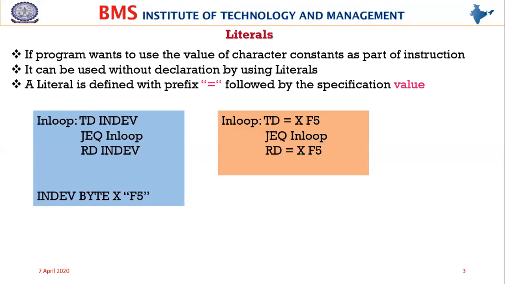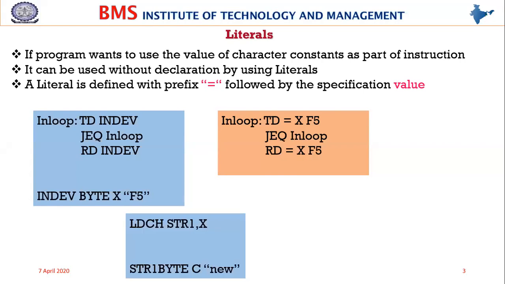But the same thing, if we write it using literals, is as simple as that. Test device, we are not declaring the input device as a hexadecimal character constant, but instead we are using equal to XF5, which indicates the value F5 needs to be tested. That means the device ID is given directly as a hexadecimal constant in the instruction itself. The same is happening in the third instruction also. RD equal to XF5, where the value itself is used directly. This is one way of using the character and string constants.